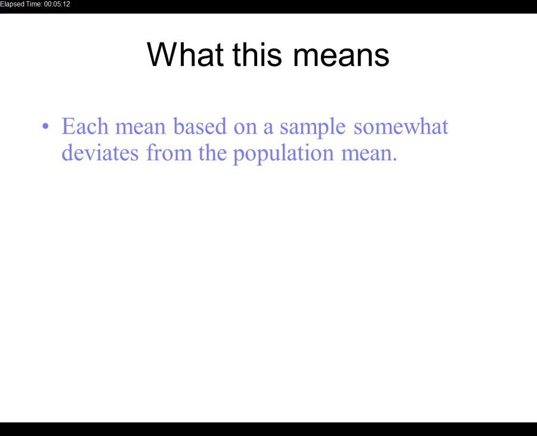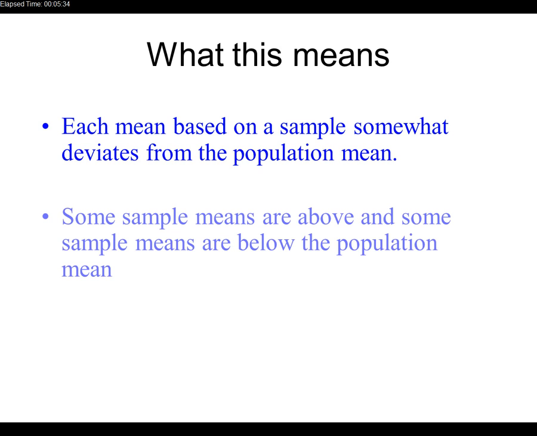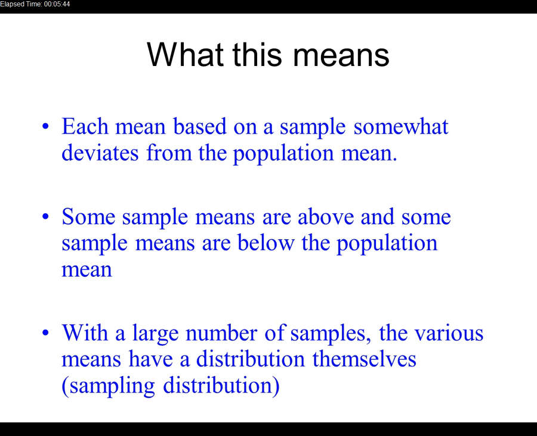What does this mean? Each mean based on a sample deviates from the population mean. Of course, it's got to, right? Go back to that GPA. Not every group is going to have the same GPA. The mean GPA for the entire group was 3.3, but some groups are going to have higher, some groups are going to have lower. Some sample means are above and some sample means are below. Got it? With a large number of samples, the various means have a distribution themselves. It's called the sampling distribution.